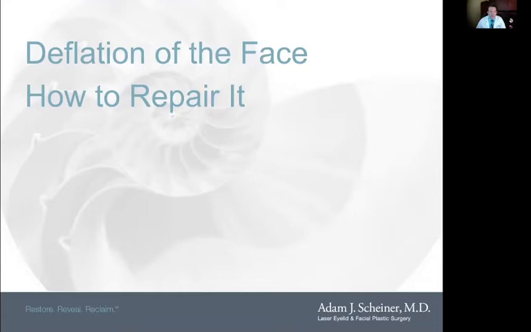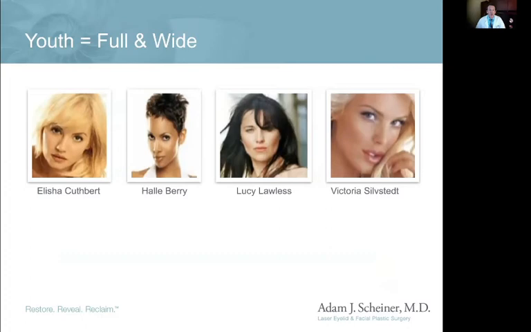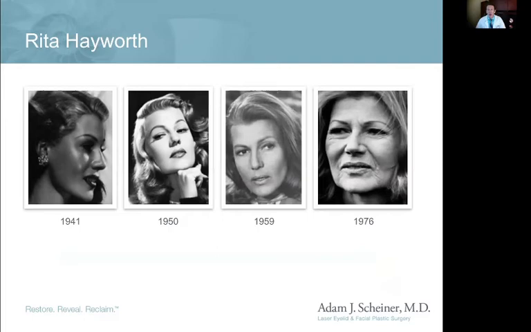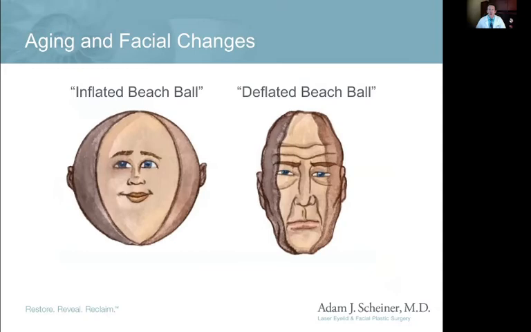So when we're young, we have these full faces with a lot of volume, almost like a triangular face, more volume up in the face and less so in the lower face. And then as we age, the triangle will bottom out and becomes more square or boxy. And here's Rita Hayworth over time. It's almost like we have an inflated beach ball when we're younger, and as we age, we have a deflated beach ball.